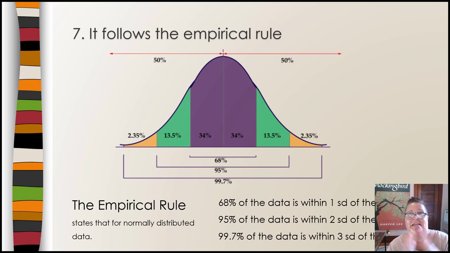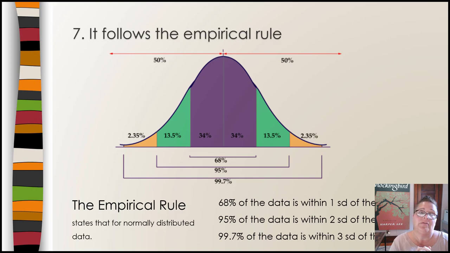The second standard deviation, if we were to go 2 standard deviations out, that would contain 95% of all of our data. So if we had 100 points, 95 of them would be within 2 standard deviations of the mean.